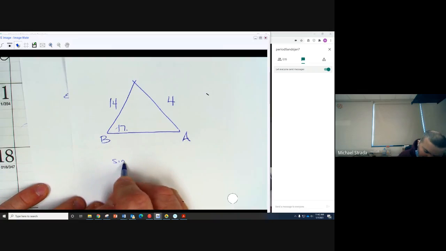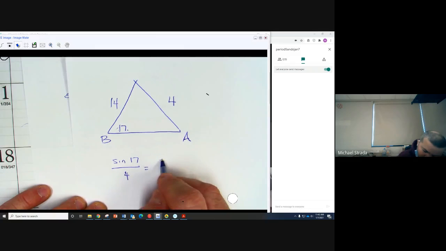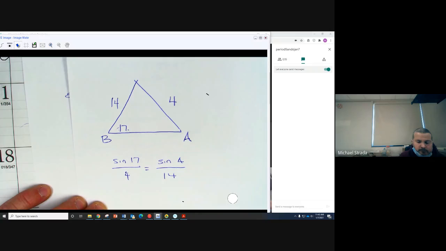So the sine of 17.4, the angle they give me, over 4 equals the sine of A over 14. I'm going to do 14 sine 17.4. That comes out to be 4.09. And then I'm going to divide that by 4. And the sine of A comes out to be 1.0233. Since that's greater than 1, therefore we declare that there is no solution.